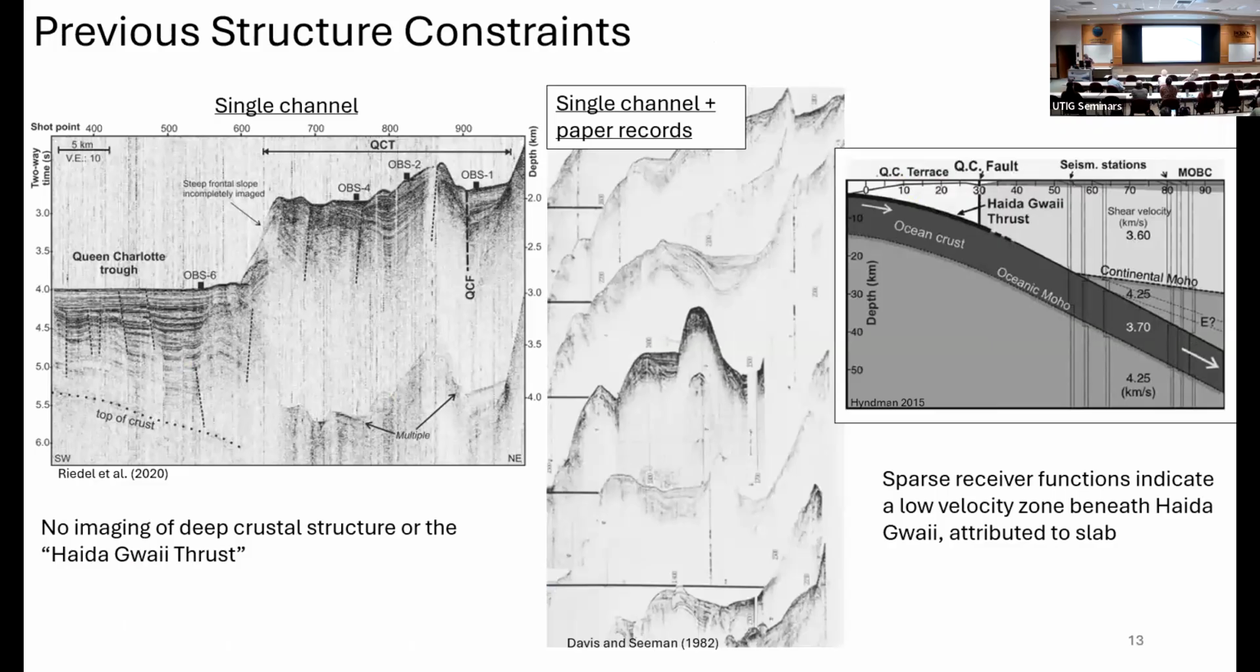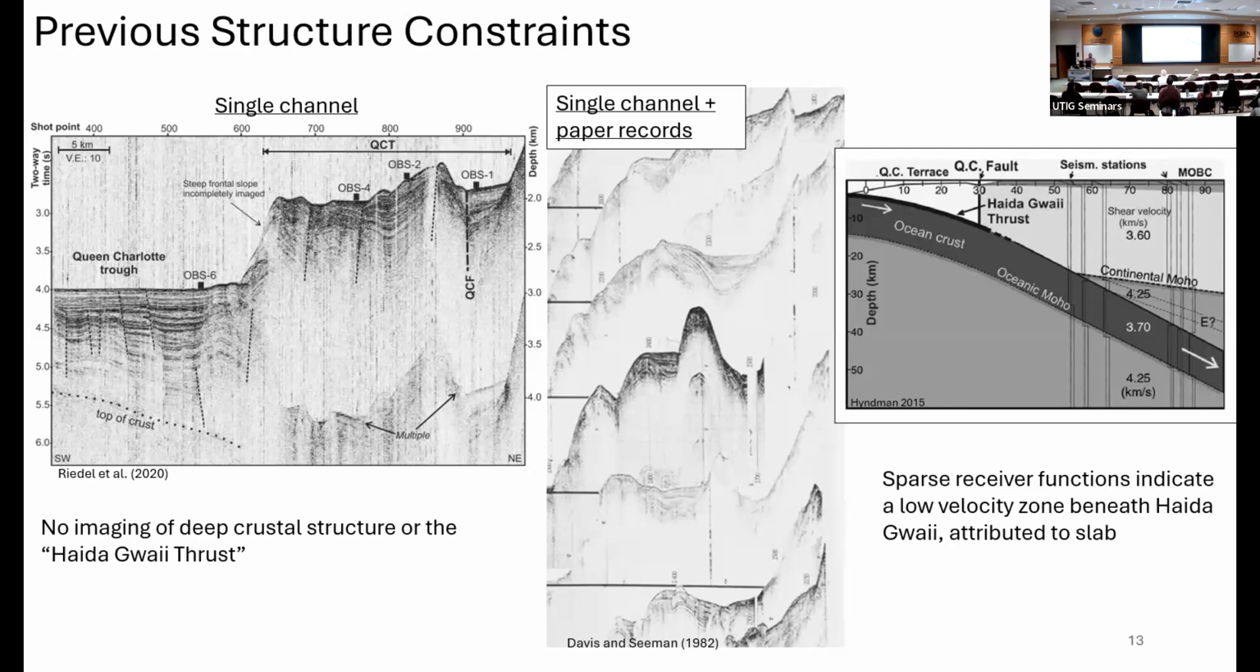A lot of that uncertainty results from the previous imaging of this region. I'm showing some examples here. On the left, we have some single channel seismic data that was acquired in 2013 as part of a site survey to deploy these OBSs after the earthquake. You can see that the seismic data effectively images the near seafloor structures, the shallow subsurface, but that's about it. There is a plethora of single channel paper records that also do the same thing. They image the shallow subsurface, but really the internal structure of the Queen Charlotte Terrace and this potential Haida Gwaii thrust is very uncertain.